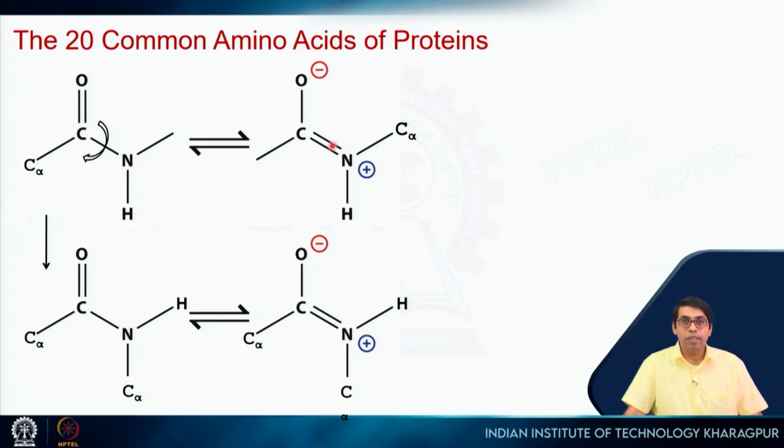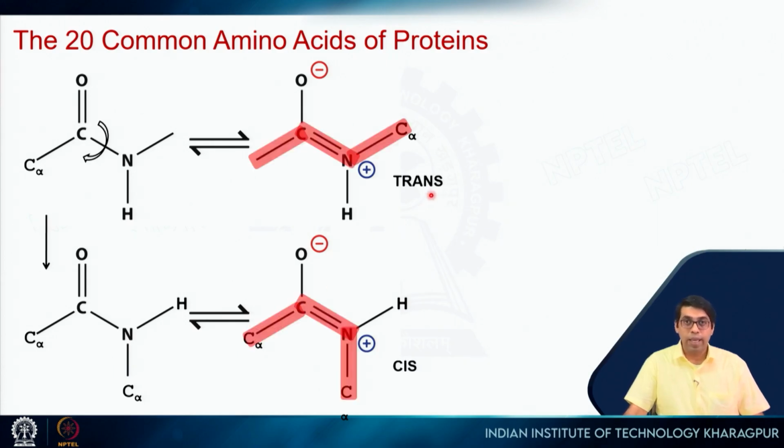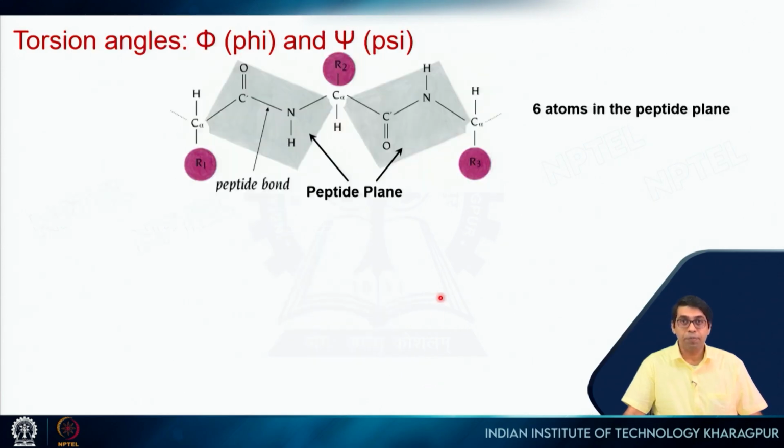So you can see that there are these 2 different structures which are possible, where the 2 C alpha groups are on the opposite side of this peptide bond, and the 2 C alpha groups here are on the same side of the peptide bond. These 2 are referred to as the trans form and the cis form. So the peptide bond can exist either as a trans peptide bond or a cis peptide bond.